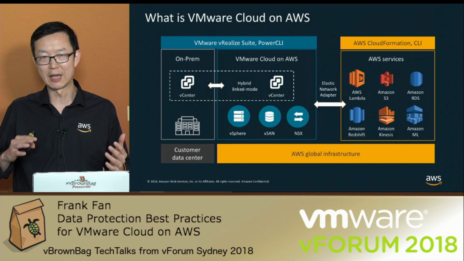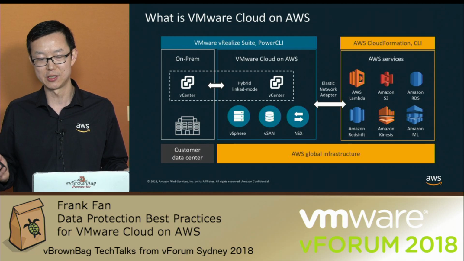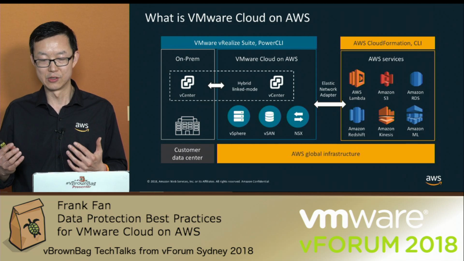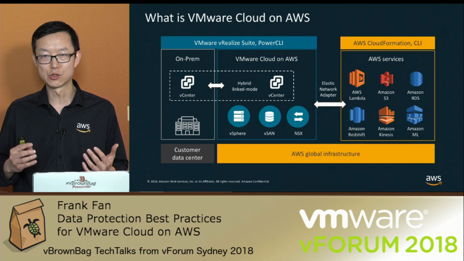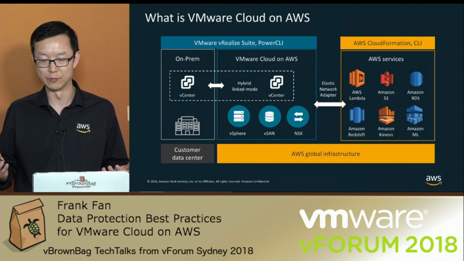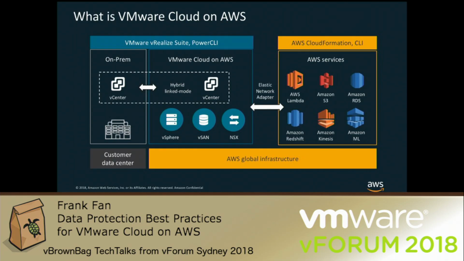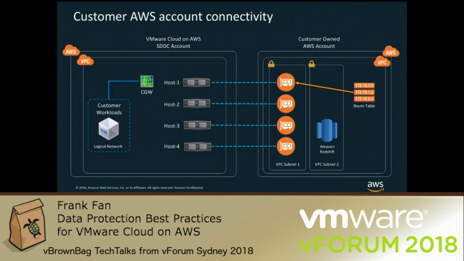As a result, you can leverage over 130 AWS services to modernize your architecture and also bring your operations to the next level. Let's drill into details about this connectivity. So as part of the onboarding process, VMware will have permission to provision elastic network interfaces.